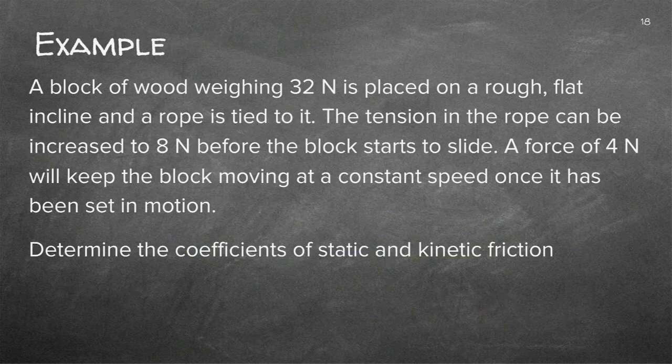An example: a block of wood weighing 32 newtons. So they already calculated the Fg. You don't even have to do it. Is placed on a rough, flat incline and a rope is tied to it. As soon as you see rough, you know there's going to be friction. The tension in the rope can be increased to 8.